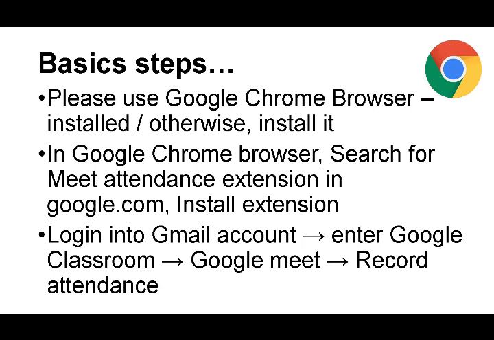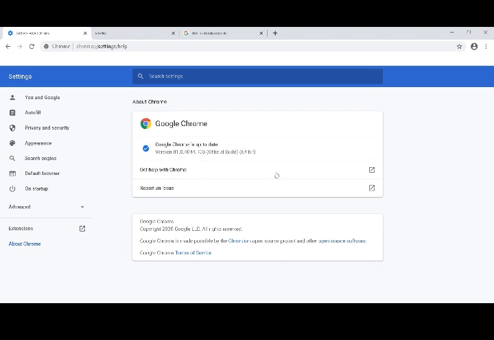In Google Chrome browser, please go to google.com, search for the Chrome extension that is Meet Attendance, with the help of which we are going to record the student attendance. Install the extension. After installation, please go to your Gmail account, enter the Google Classroom, go to a specific classroom using Google Meet, then record the attendance. In real time, I'm going to demonstrate.